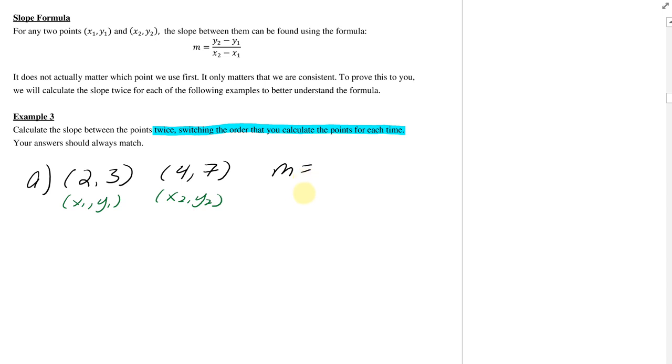It's going to be y2, so that would be this 7, minus my y1, which is this 3, so 7 minus 3, over x2 minus x1, so it's 4 minus 2. Now we just work this out. 7 minus 3 is 4. 4 minus 2 is 2, so the slope here is 2.